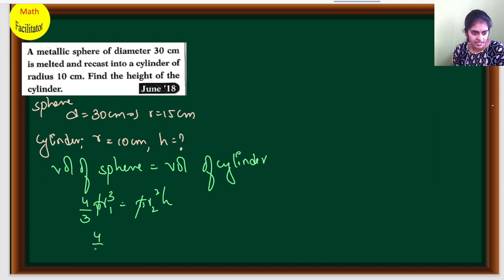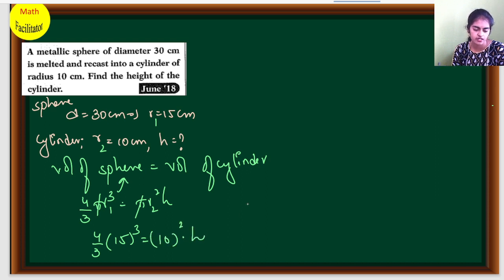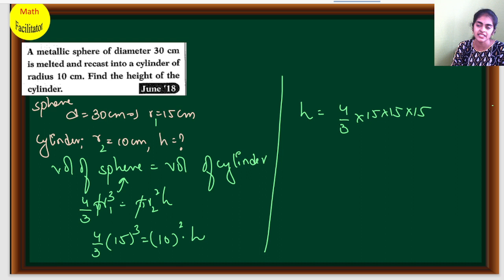So it is 4/3, r1 is the radius of the sphere. Okay, so it is 15, so it is 15 cube. r2 is the radius of the cylinder, so it is 10 square into h. So ఇక్కడ నుంచి h ఎట్లా వస్తుంది, h is nothing but 4/3 into 15 cube ని 15 into 15 into 15 అండి. చాలా మంది ఏం చేస్తారు, రఫ్ వర్క్‌లో యూ ట్రై క్యాలిక్యులేటింగ్ వాట్ ఈజ్ 15 cube.